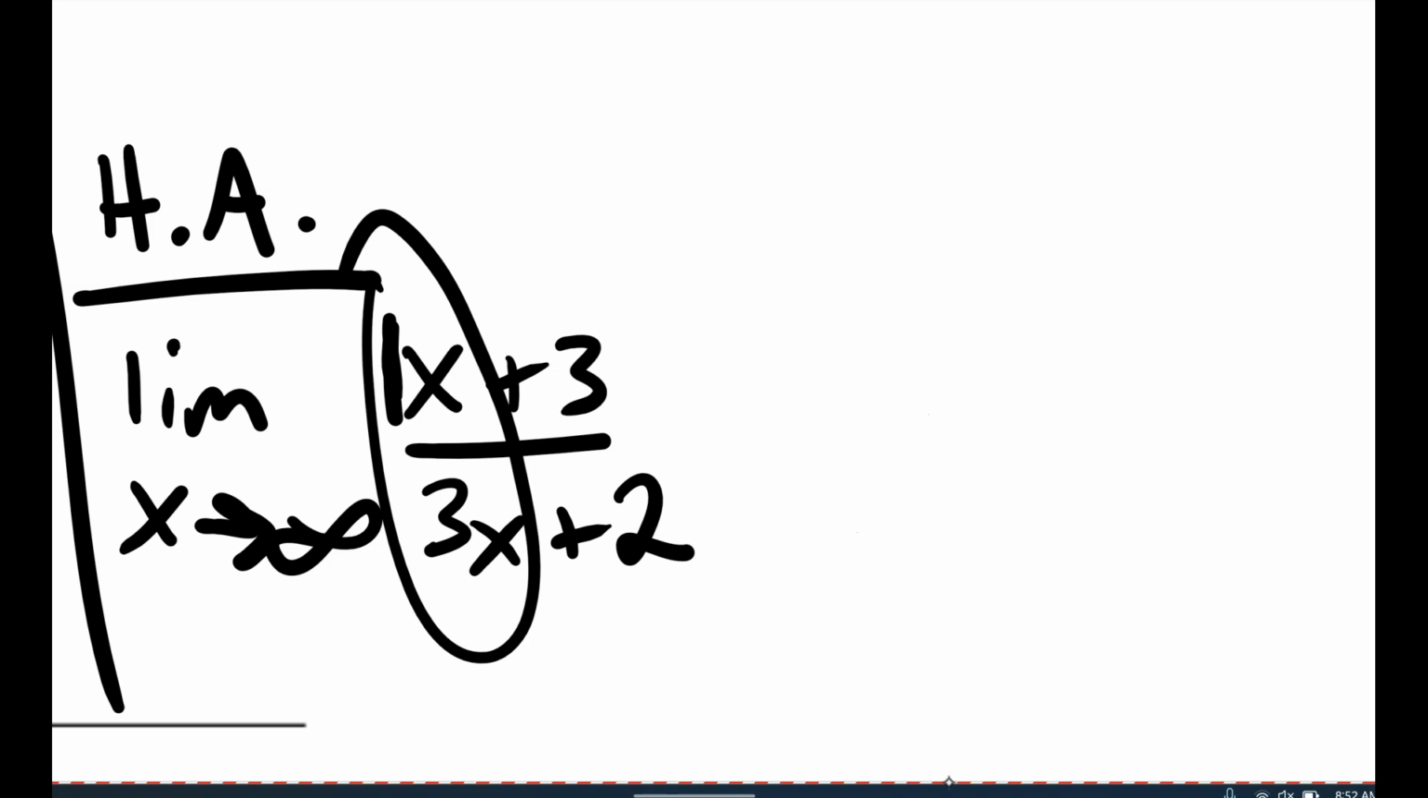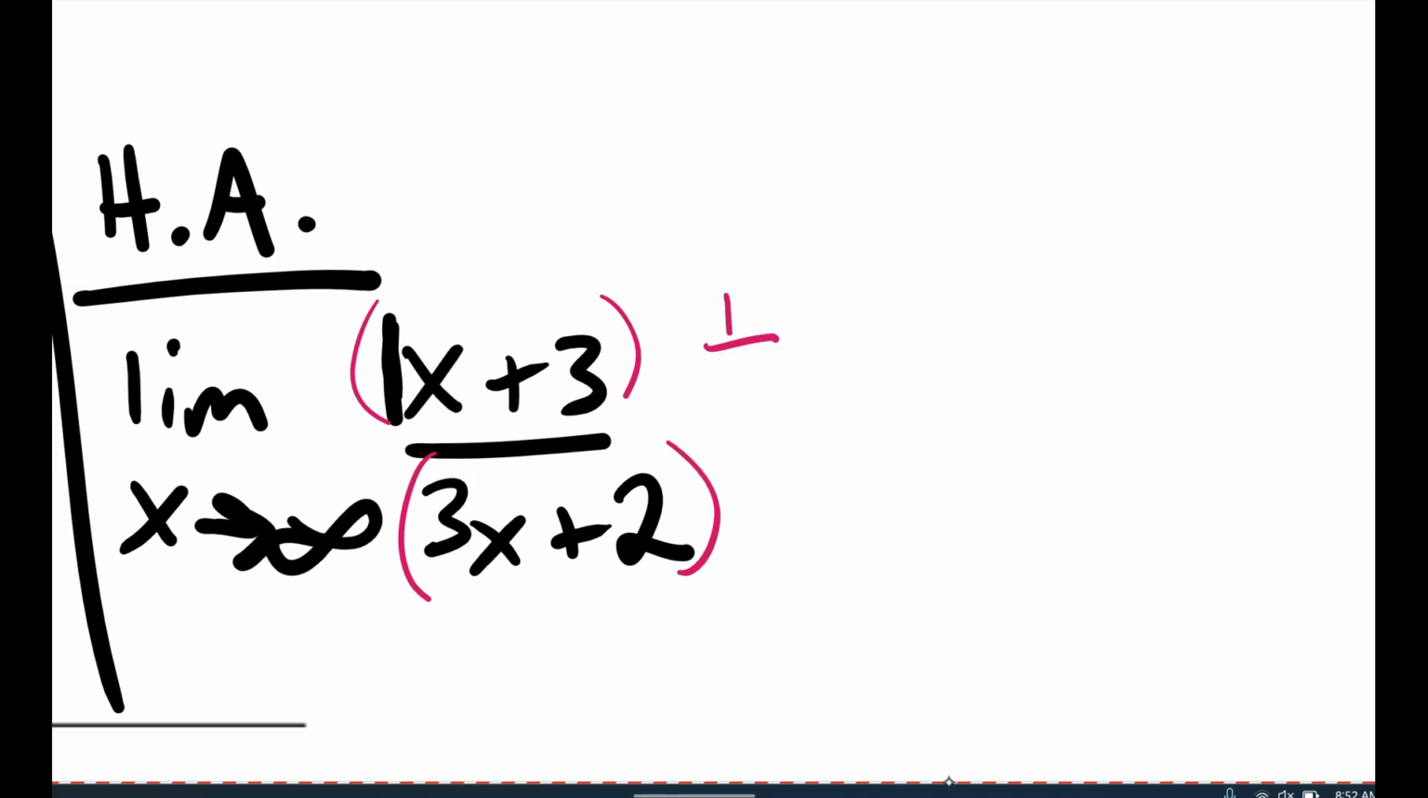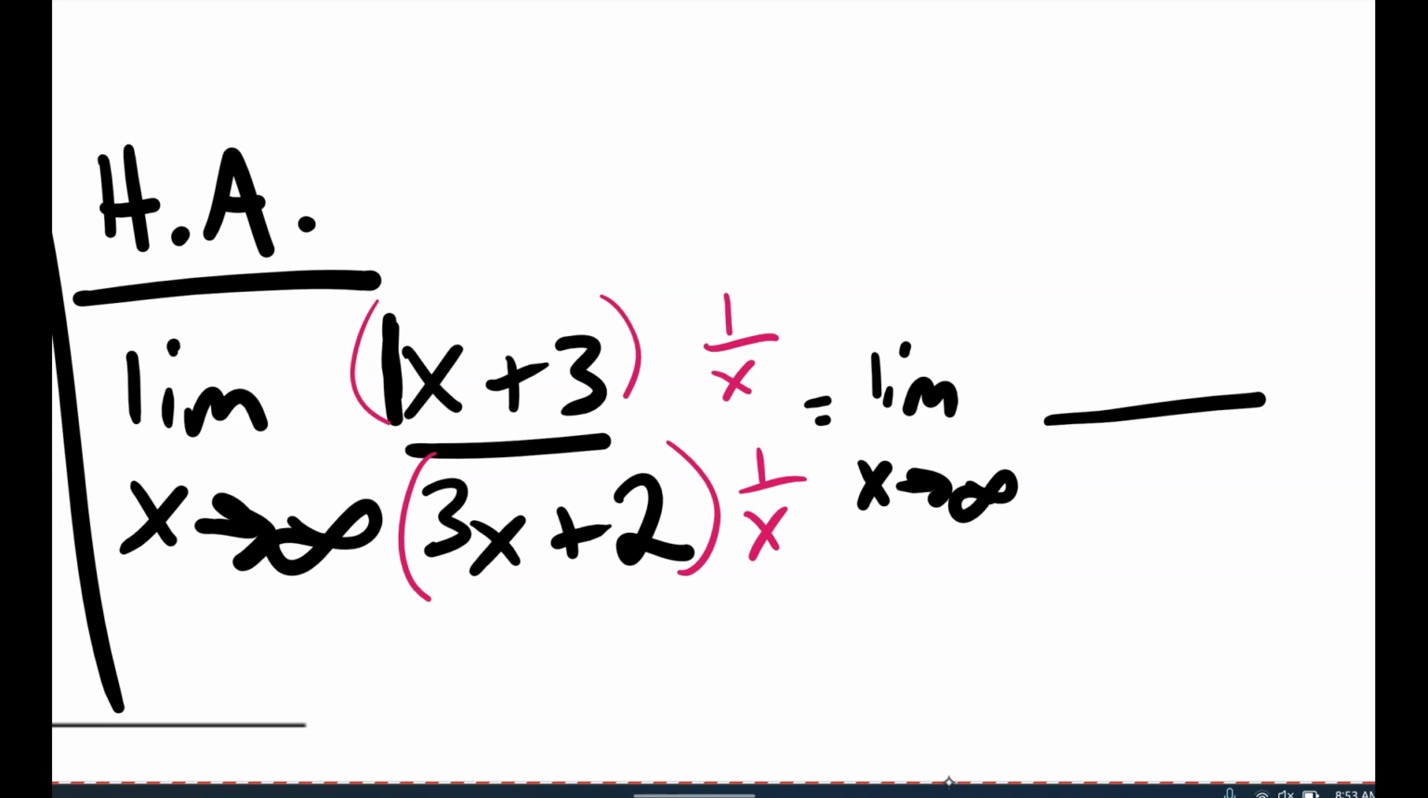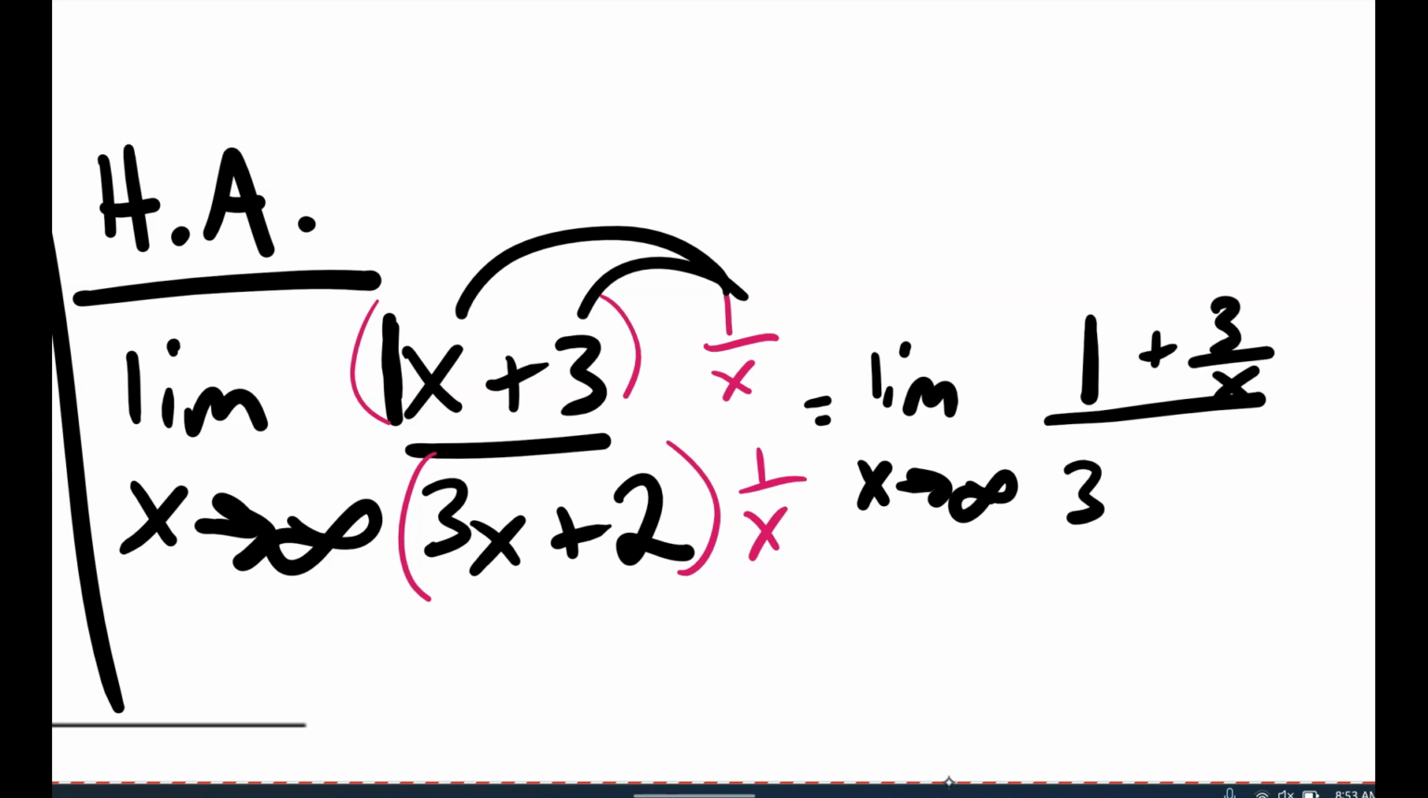The algebraic portion of this, if you wanted to show some work, would be to multiply the numerator and the denominator by 1 over whatever the highest power of x you see is. In this case, the highest power of x I have is just 1. So I can equivalently rewrite this as the limit as x approaches infinity of, well, 1 over x times x would just be 1. 1 over x times 3 would be 3 over x. And if I do that same process in the denominator, I'd have 3 plus 2 divided by x.